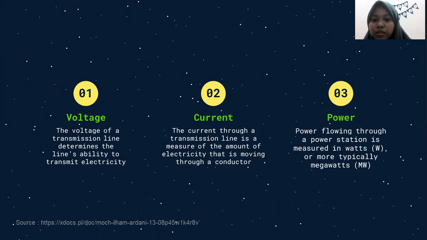And number 2 is current. The current through transmission line is a measure of the amount of electricity that is moving through a conductor, and usually is measured in ampere. Number 3 is power. Power flowing through a power station is measured in watts or W, or more typically megawatts or MW.